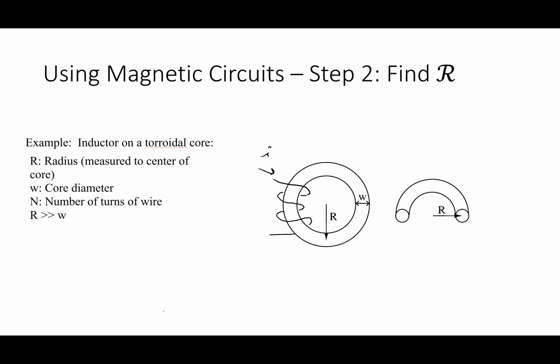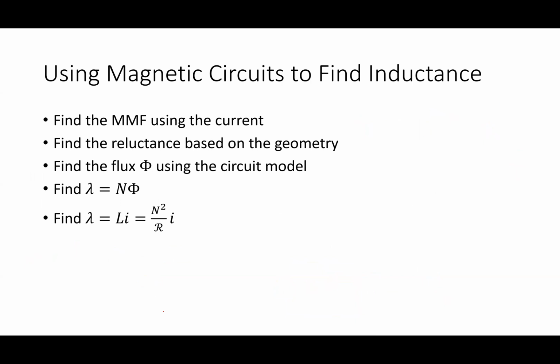Now, what I should do is compare. So this was our process, right? To use magnetic circuits, get the MMF using the current, get the reluctance based on the geometry, get the flux using the circuit model. At that point you use circuit analysis tools, all your KCLs, KVLs, voltage dividers, current dividers, all that stuff to figure out phi. Lambda equals n times phi, the flux linkage. And then I can use that to find the inductance.